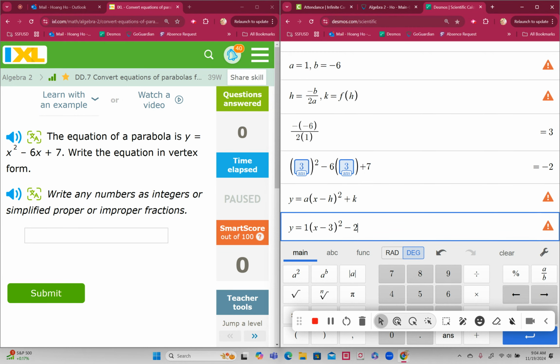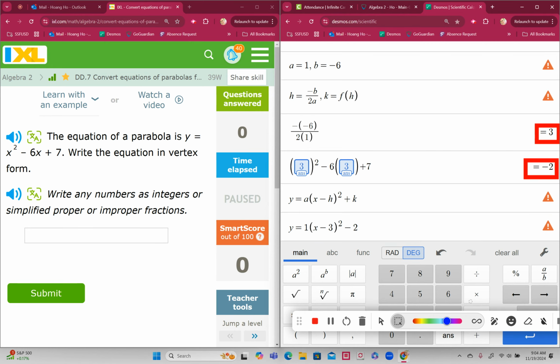So here we go again, one more time. This one should be the H, and this one should be the K. So this is the H and this is the K. All right, so you put it right there. The H I put in number 3 and the K I put negative 2. All right, so I'm done.